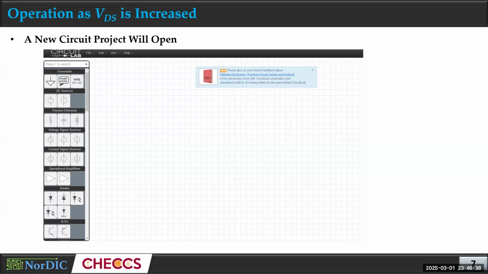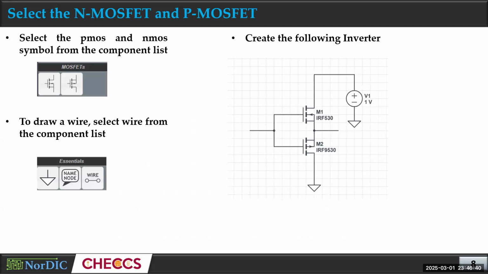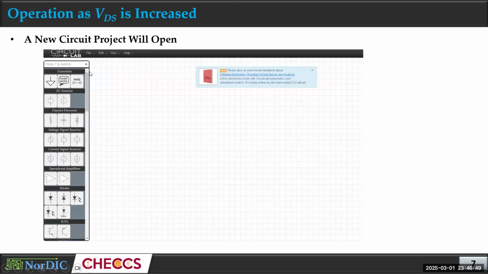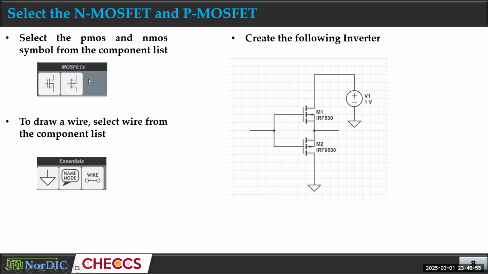So if we are here, then we'll have to build this circuit, right? We'll have to build this inverter here. We'll have to bring one PMOS. So first is to select the PMOS. If you go here, you will see something like this, right? In the component list, if you scroll down, you will see these MOSFETs. The arrow that is directing inwards, that's PMOS. So this is the PMOS, the first one, and the second one is NMOS.